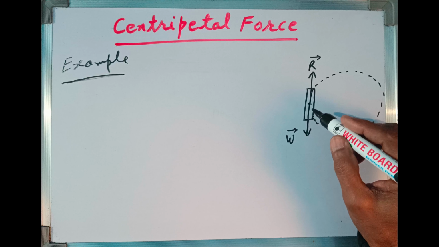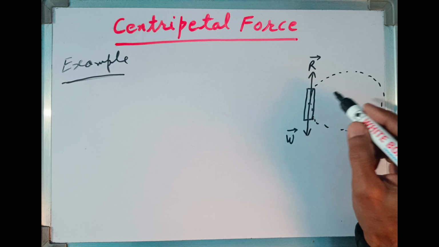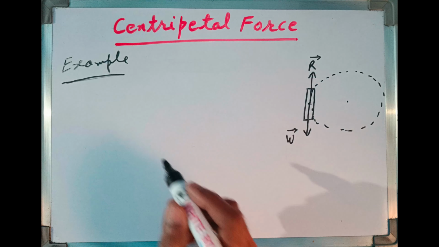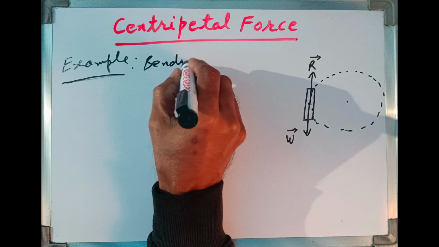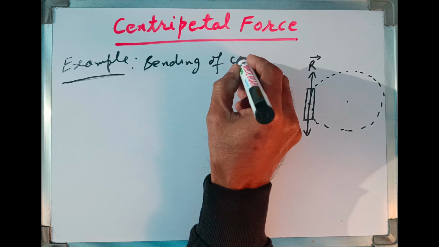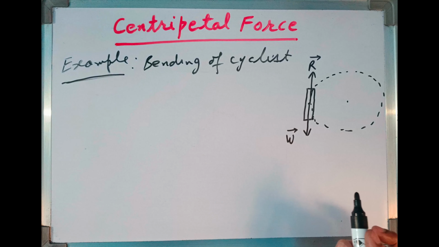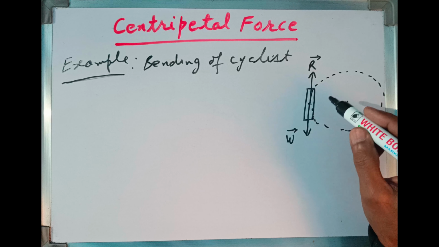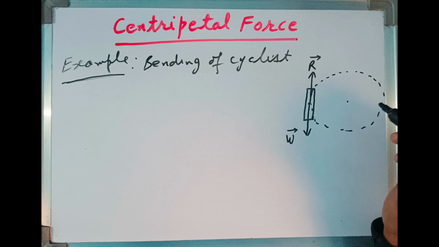As it is, the cyclist will not be able to take a turn. It will have to bend a little towards the center of the circular path. So that is called bending of the cyclist. The question is why the cyclist bends while taking a turn. By bending through some angle, a source of centripetal force comes into play.